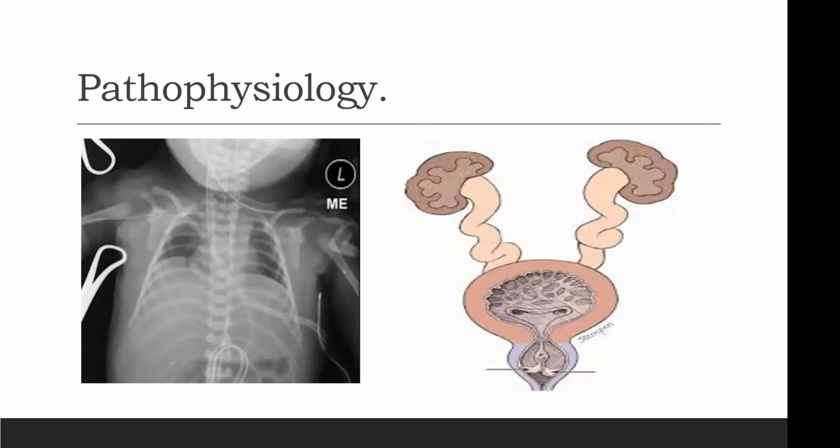This is just looking at the pathophysiology of the condition. In utero, if there is a significant obstruction that results in a significant reduction of the amniotic fluid, with significant oligohydramnios, you may end up with lung hypoplasia, which you can see on this X-ray, as well as, in severe cases, Potter's syndrome.